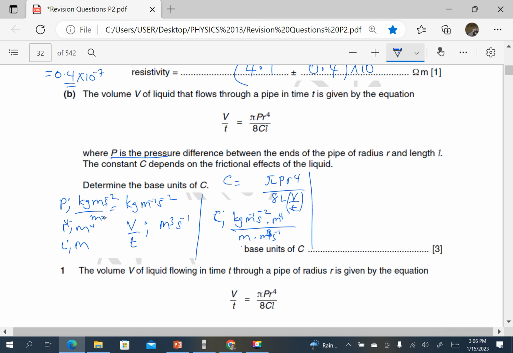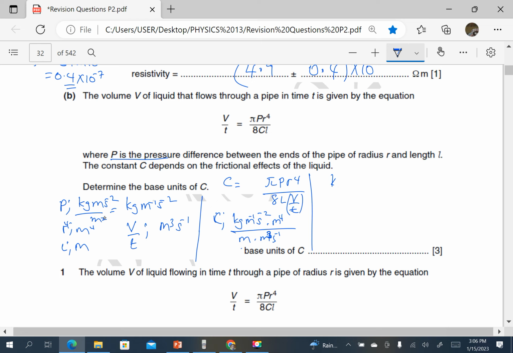So meters times meters cubed cancels with the meters power 4. So you remain with the kilogram meters power negative 1. S power negative 2 divided by S power negative 1, you subtract the powers, S power negative 2 minus negative 1, that is S power negative 1. So the answer here is going to be kilogram per meter per second.